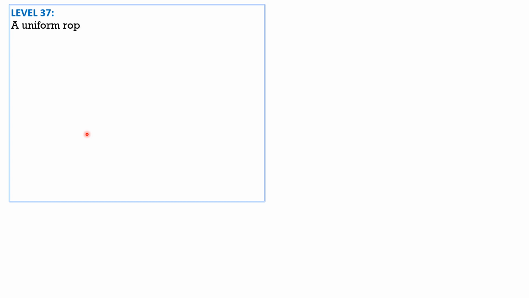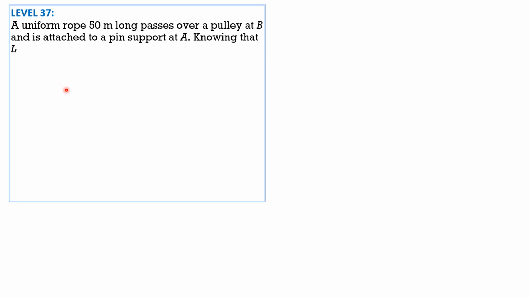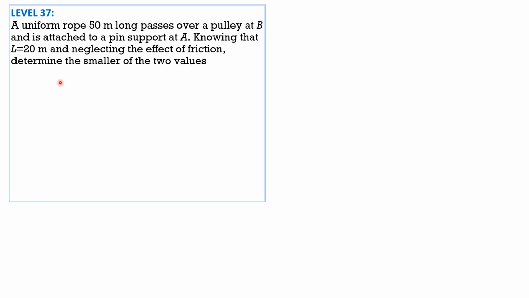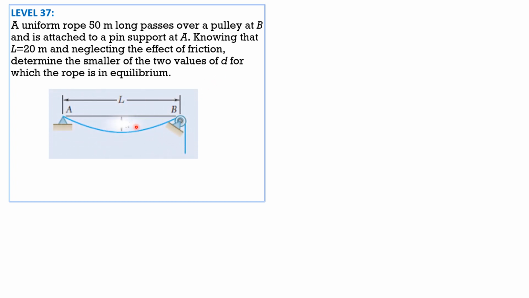Level 37. A uniform rope 50 meters long passes over a pulley at B and is attached to a pin support at A. Knowing that the span L is 20 meters and neglecting the effect of friction, determine the smaller of the two values of the sag D for which the rope is in equilibrium. So this is the figure, and this cable will be in equilibrium if the suspended length will just be enough to carry this portion of the cable.